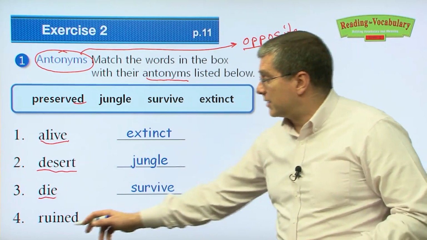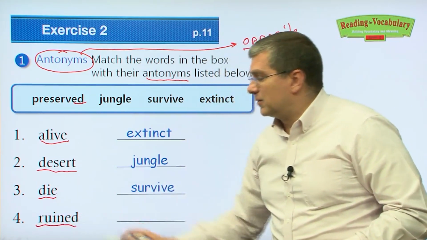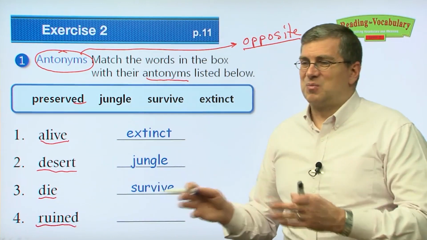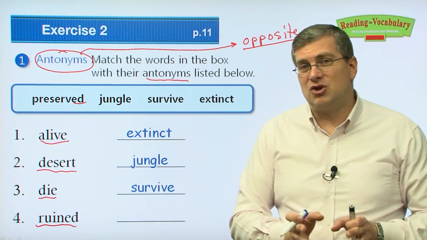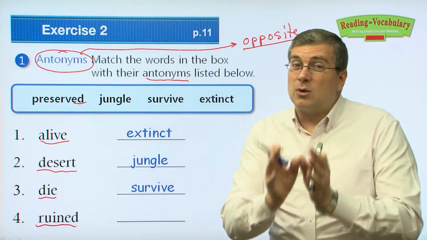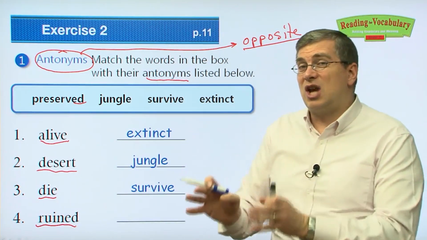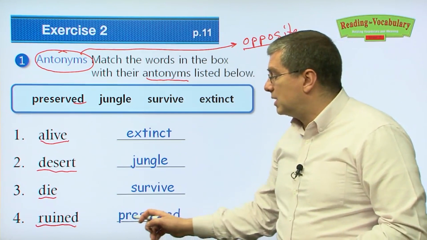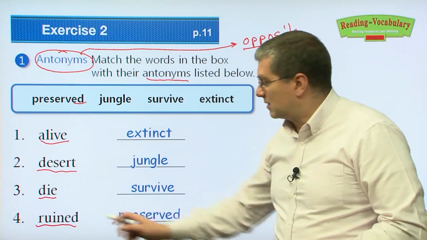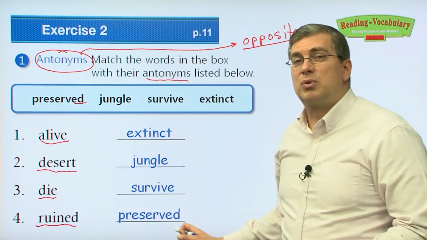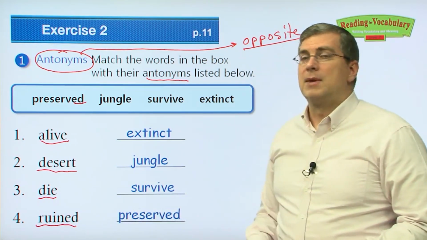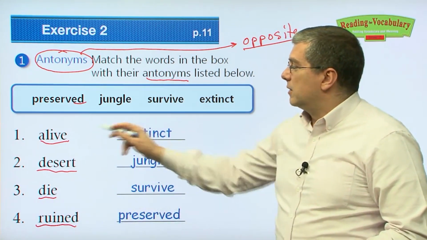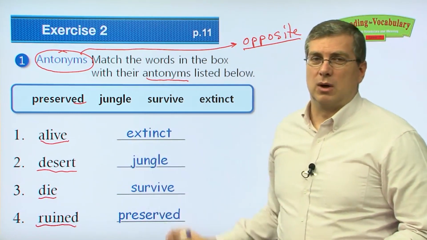Okay. The last one here, ruined. If something is ruined, it's been spoiled, it has changed from its original condition. But if you keep something in the original condition, it doesn't change, you have preserved it. It's not ruined, it is preserved. So those are the antonyms, the opposite meaning of these words.